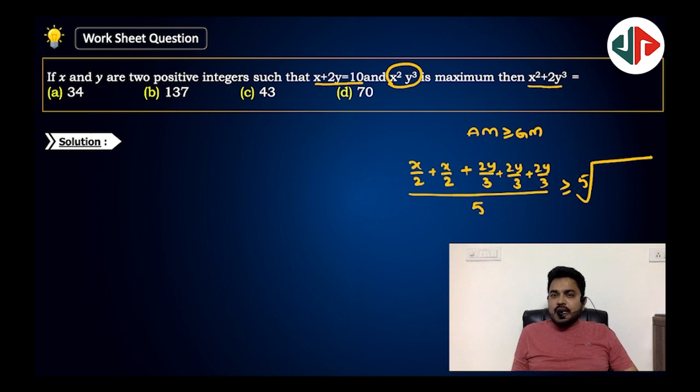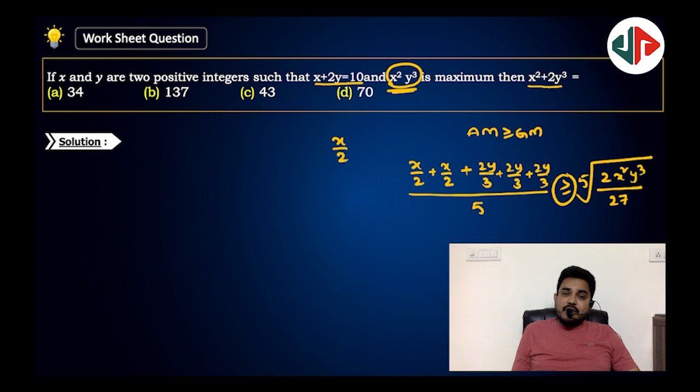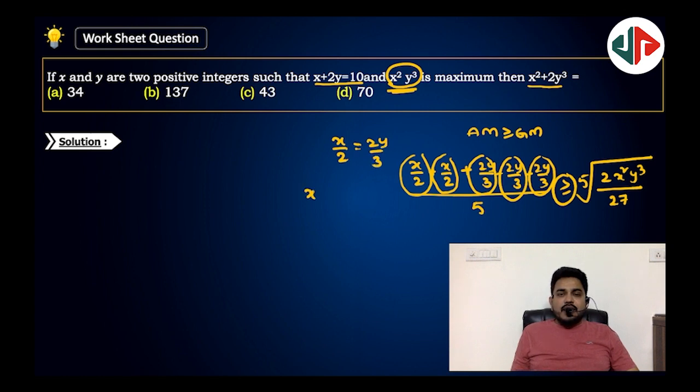The 2s cancel, and we get 2x square y cube by 27. Now x square y cube is maximum means this equality should hold good. When the terms are equal, arithmetic mean is equal to geometric mean. So x by 2 is equal to 2y by 3, so x is equal to 4y by 3.